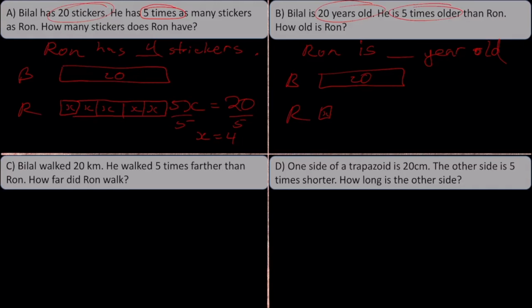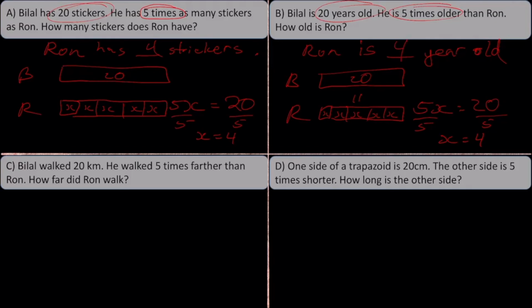Now, in order to make them the same, I'd have to have those 5 squares there added on to make them the same. So that would be 5x is equal to 20. So in order to have both sides equal to each other, I would divide now by 5. And this is x is equal to 4.